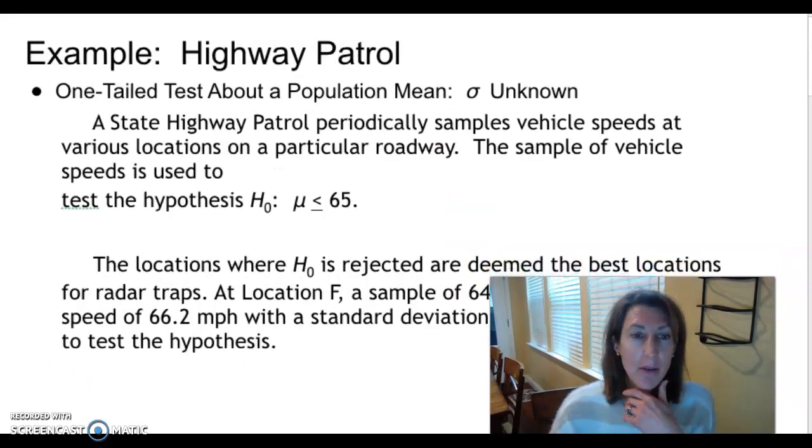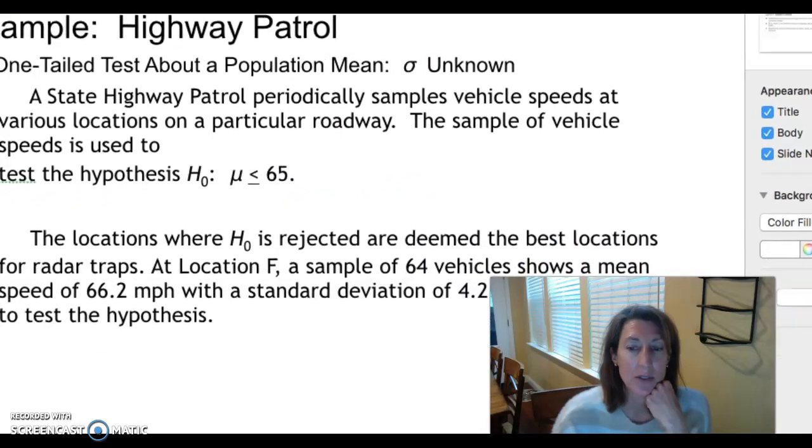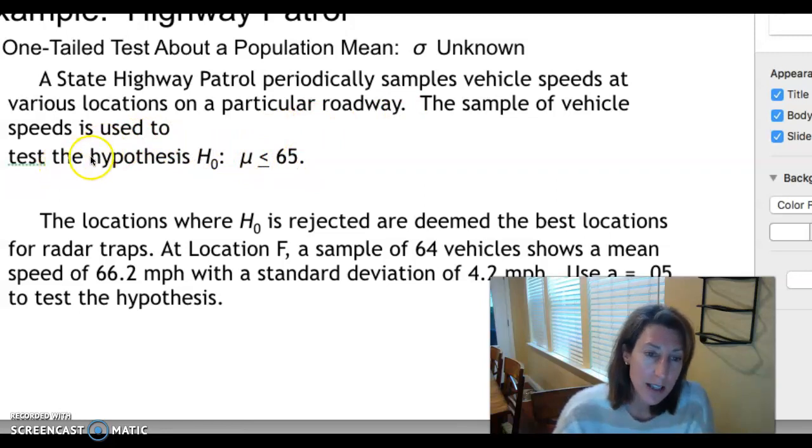Let's do an example. Highway patrol, this is a one-tailed test with the standard deviation of the population not known. So let me read this for you. State highway patrol periodically samples vehicle speeds at various locations on a particular roadway. The sample of vehicle speeds is used to test the hypothesis.